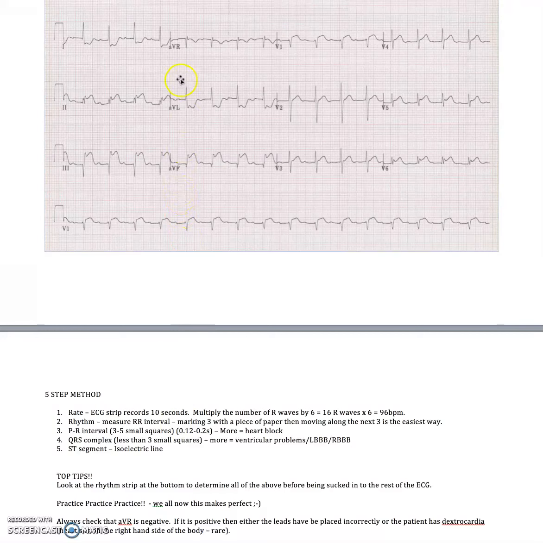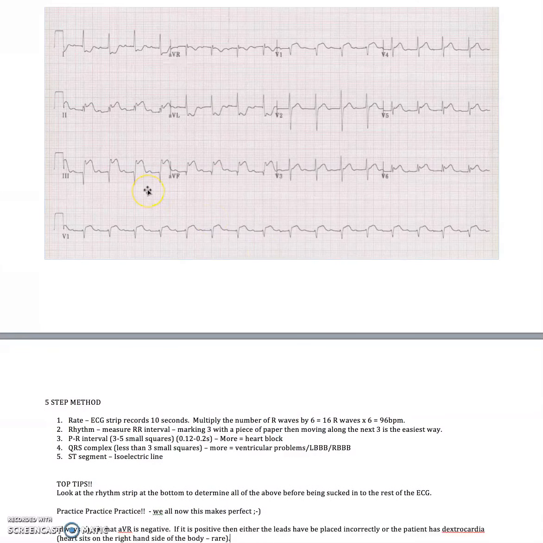Another top tip is to always make sure that lead AVR, this is the one lead that's always negative. Okay? If this is positive, it means that either the leads have been switched up, which happens really commonly. People switch from right to the left leg by mistake because we're in a rush because our patient's got chest pain and we're under the pump. And that can actually skew the results of an ECG, which is really why it's important to check this lead. Another reason this lead can be positive is if a patient has dextrocardia, which means the heart sits on the right side as opposed to the left side of the body.